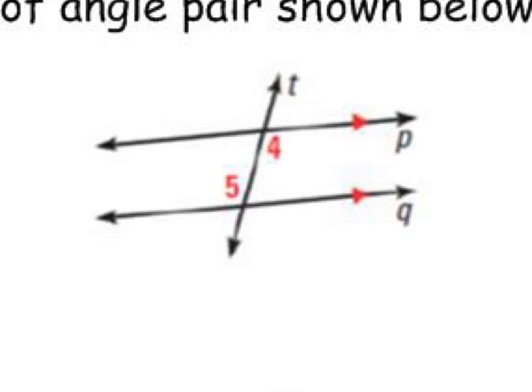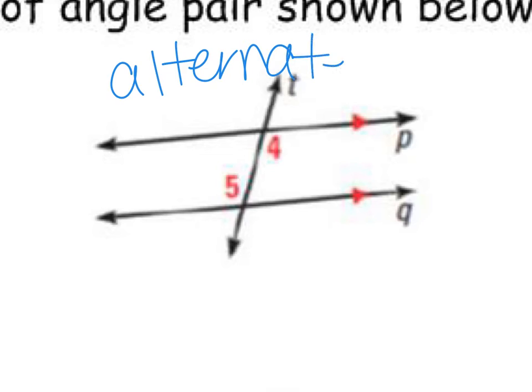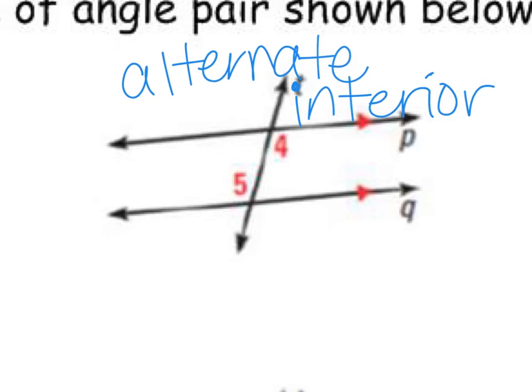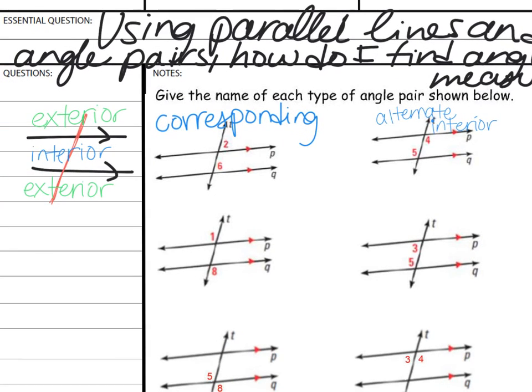Sebastian, what are they? Yes. Alternate interior. I'm going to leave out the angles part of it. That's kind of implied. Alternate interior angles. They're on the inside and they're opposite sides of the transversal.